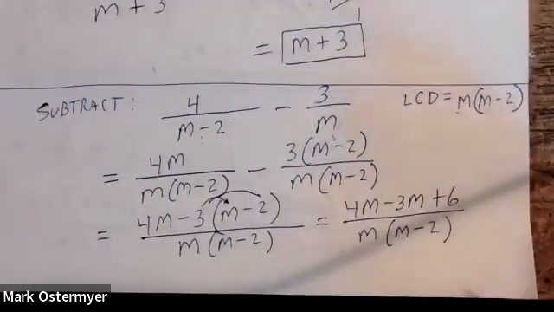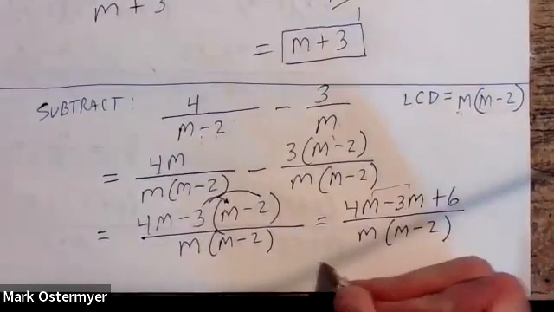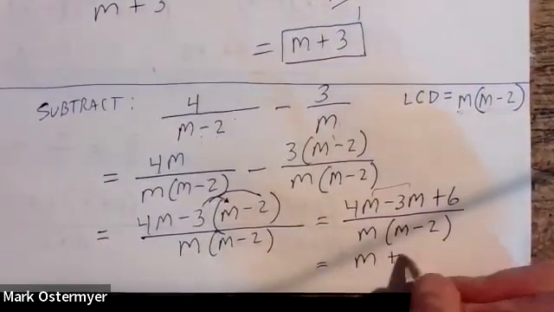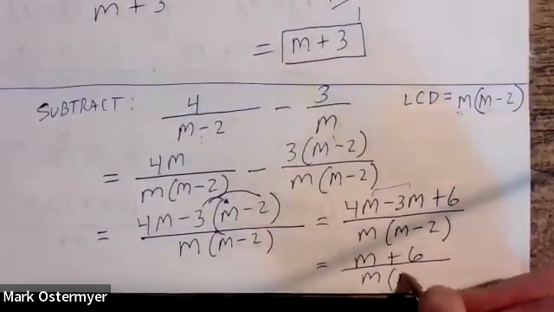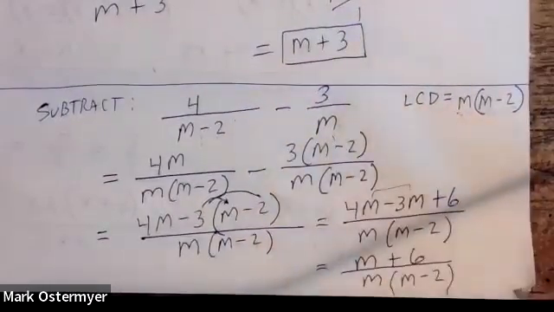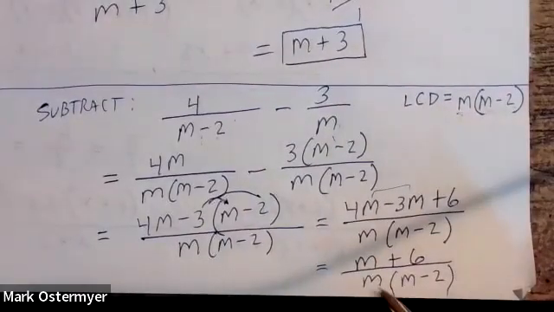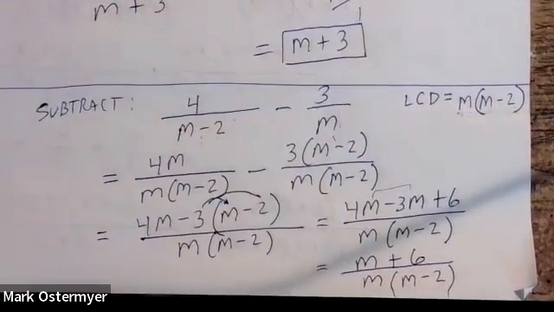Combining like terms in the numerator, 4m minus 3m nets us m, so we're going to be left with m plus 6 over m times m minus 2, and that would be it. That's your answer. There's nothing else you can do here. You can't do any reducing, and no more factoring, and that's it. So that would be your reduced difference of these two rational expressions.